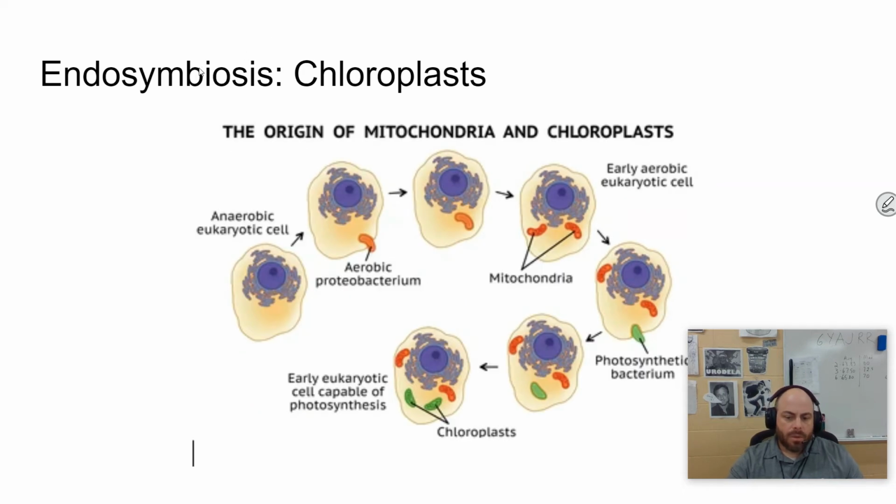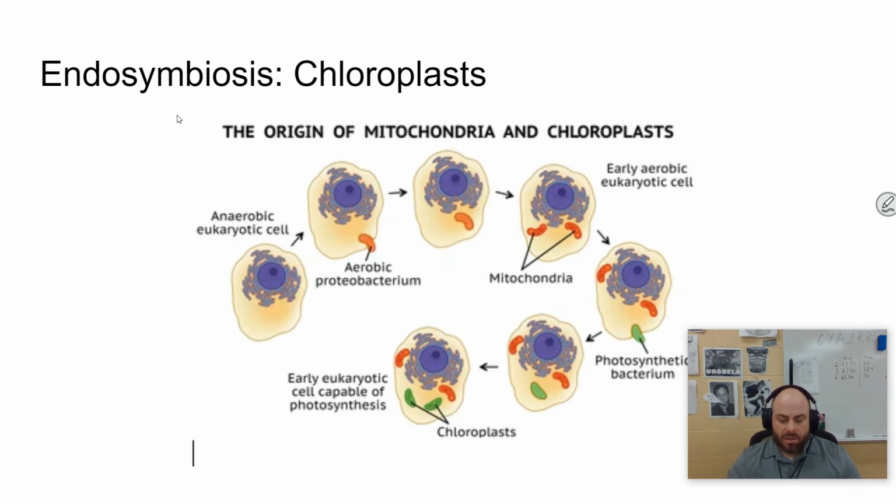Over time, the engulfed cells lost some of their independent functionality and became the mitochondria that we know and love today. Chloroplasts had a similar sort of origin story. They evolved from previously free-living prokaryotic cells through endosymbiosis as well. This idea of endosymbiosis: endo means inside, sym means together, bio means living, and so inside together living.